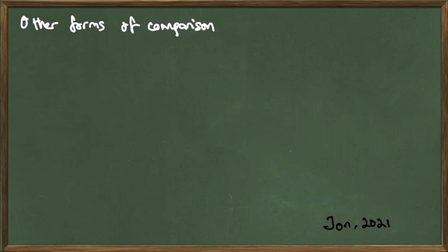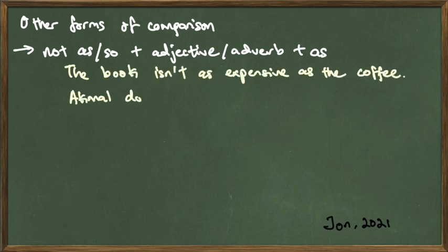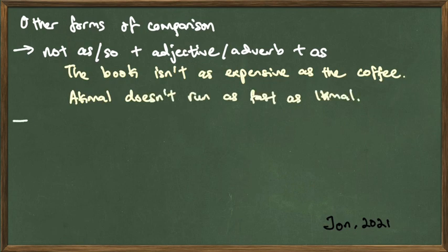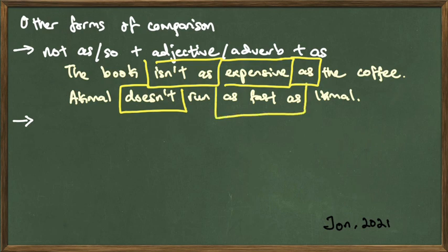Next, not as or not so followed by the adjective or adverb followed by another as. Just let the example run first. Now look here. The book isn't, which is equivalent to is not, expensive followed by another as. Akmal doesn't run as fast as Ikmal.